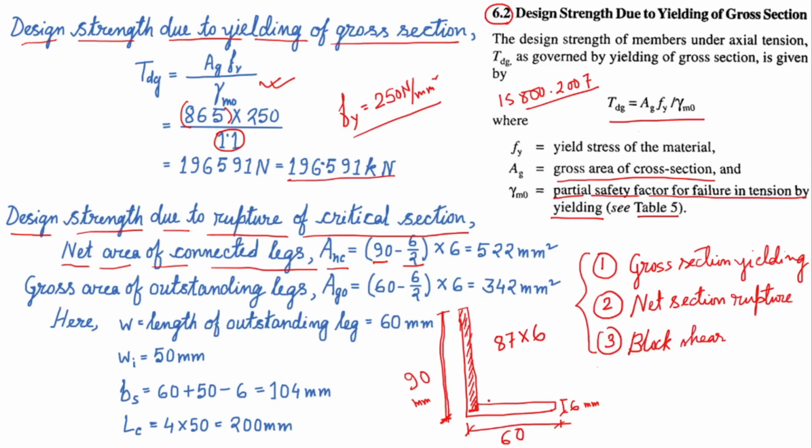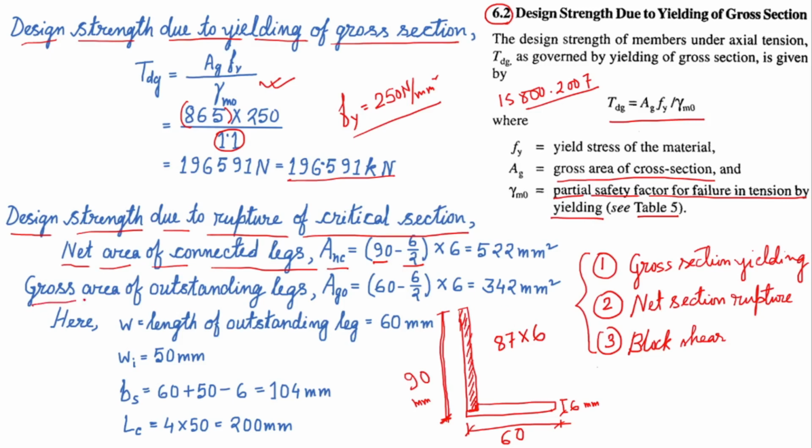Means the cross sectional area at a distance 3 mm from the bottom, and the cross sectional area is calculated from the top to the bottom but to the central portion. Okay, so this will give the net area of the connected legs.